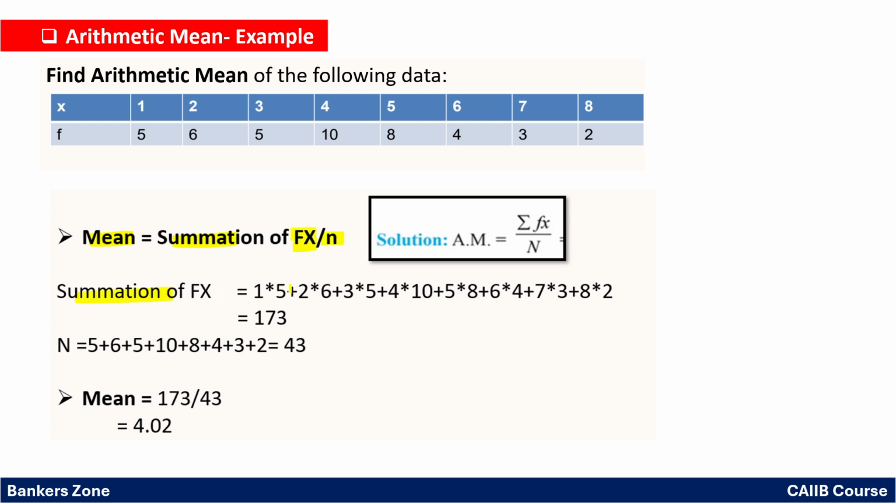So when you simply solve this, the summation will be 173. n will be the summation of all the frequencies, right? The number of times an item is repeated is the frequency. So when you add, you will get 43. So simply 173 by 43, 4.02 will be your mean. Very easy, right? So this type of problem they can ask you, because basically they will not ask you what the arithmetic mean is, simply doing the summation and dividing by n. This is very school type, right? So they will ask you this type of problem.